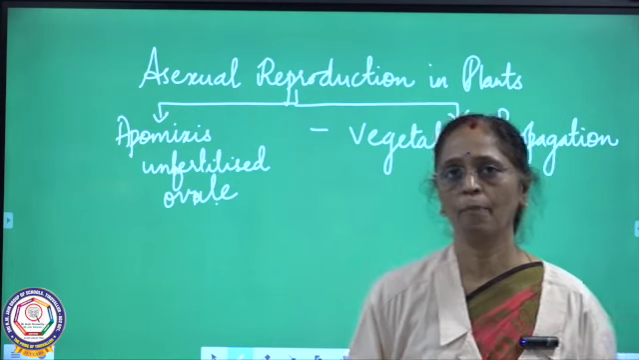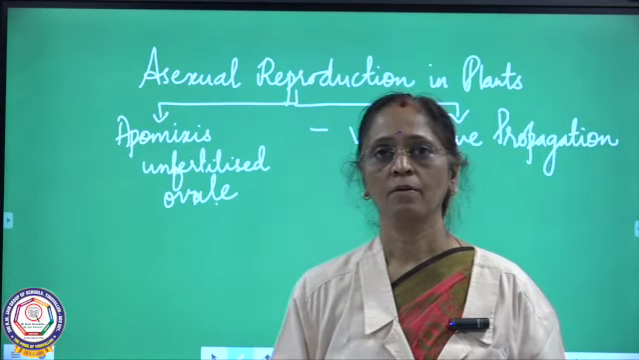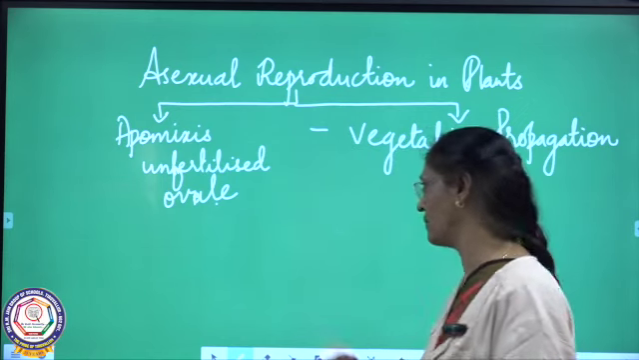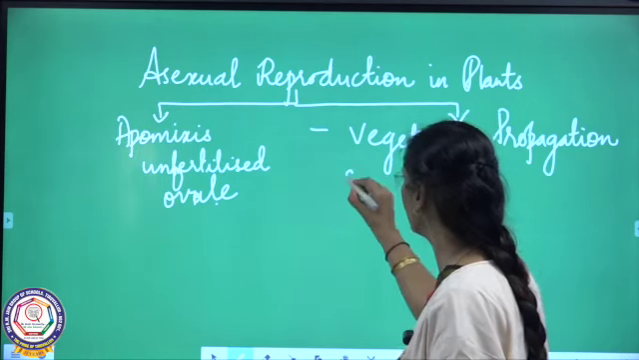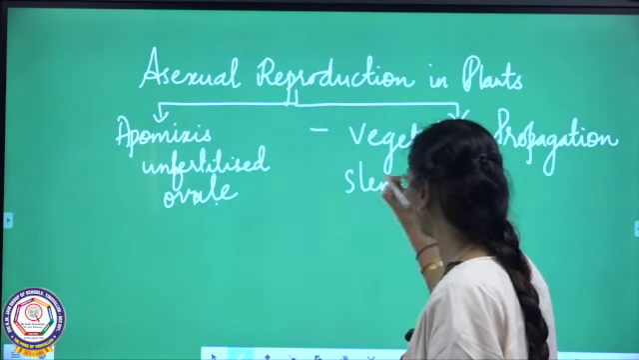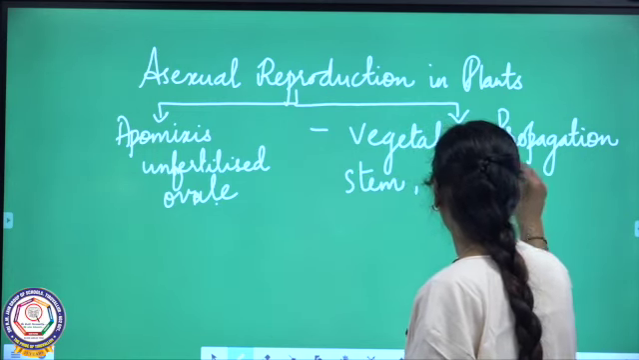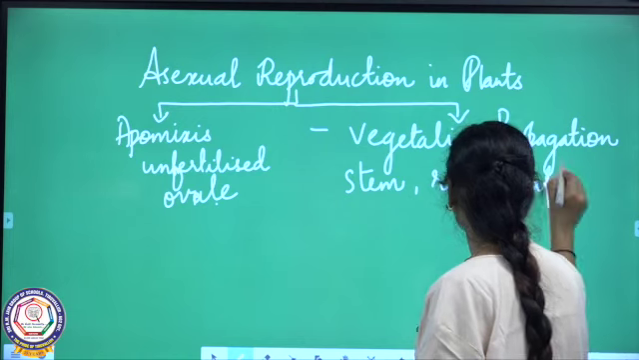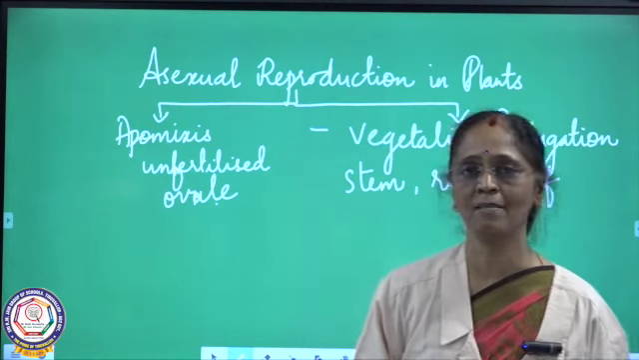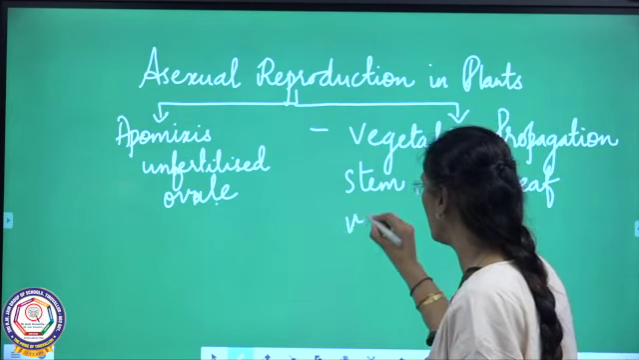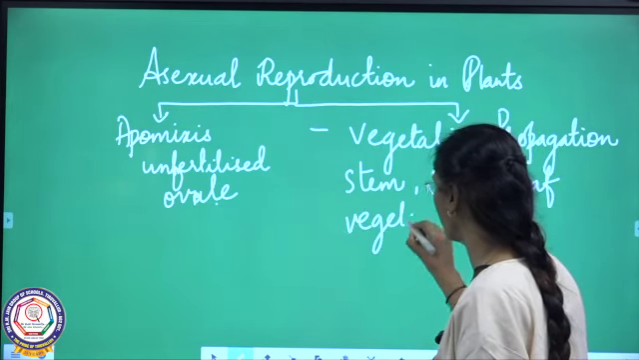What is vegetative propagation? It is the propagation which involves the vegetative parts of the plant, that is the stem, the root and the leaf, and these vegetative parts are called propagules. You call them vegetative propagules.